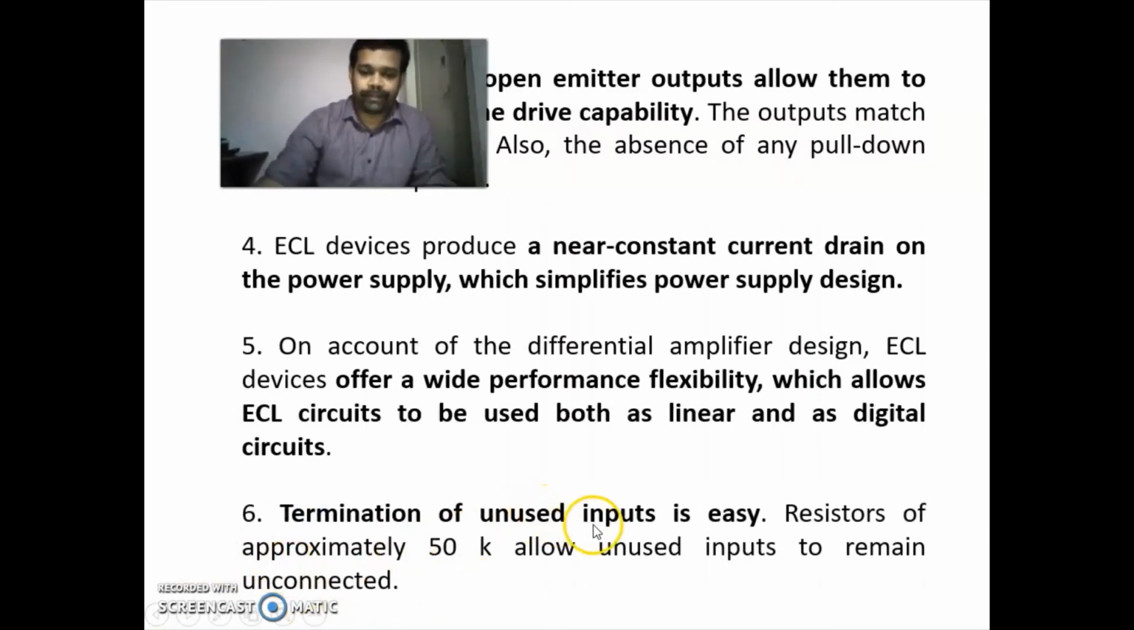Termination of unused input is easy. Here in this ECL, if you are not using a particular input, then you can terminate it. How are we terminating? Resistors of approximately 50 kilo ohm allow unused inputs to remain unconnected. You use 50 kilo ohm resistors on the unused inputs, and this allows them to remain unconnected.